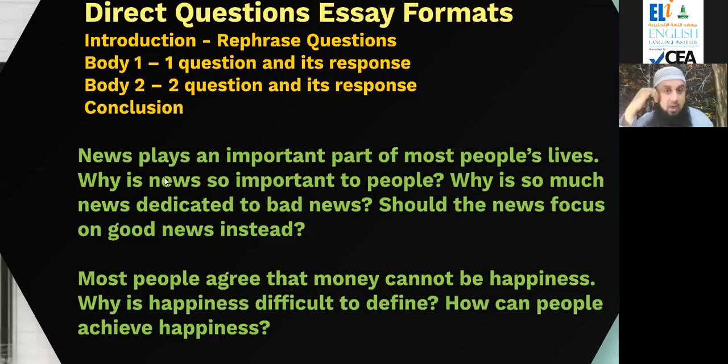You write an introduction, then rephrase the questions in your own words, as we learned previously. First task on Monday, rephrasing. We'll learn more skills to rephrase. Body one is the first question and its response. Body two is the second question and its response. About means your opinion about that, what you think, and then the conclusion. This is how it should look.